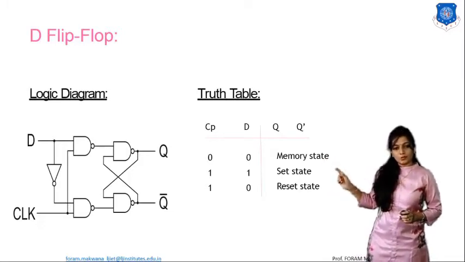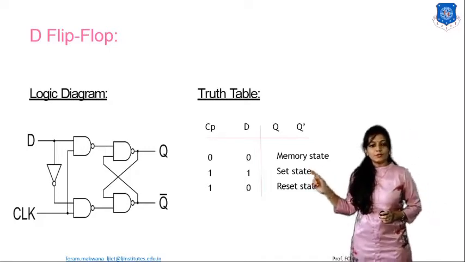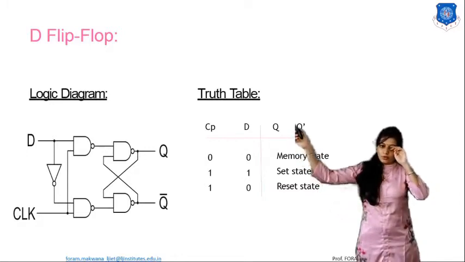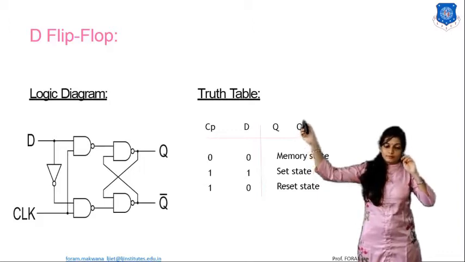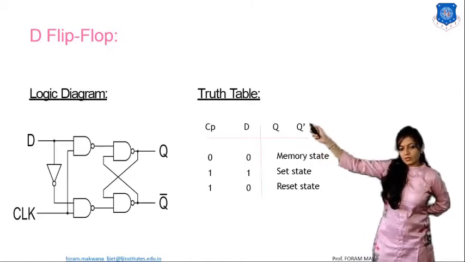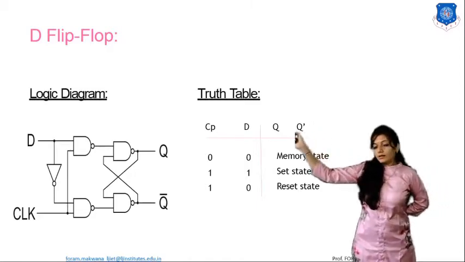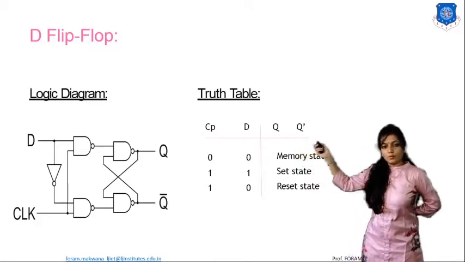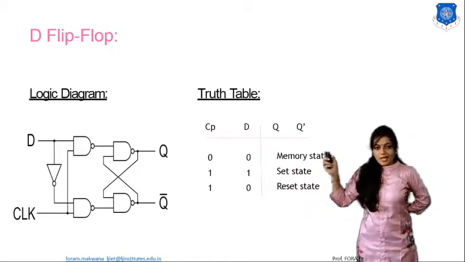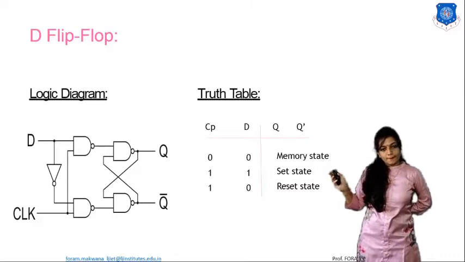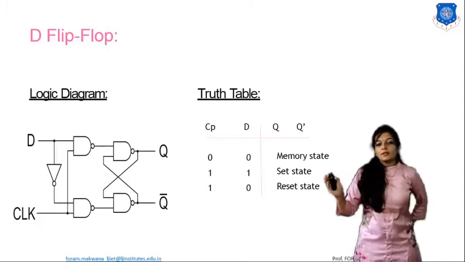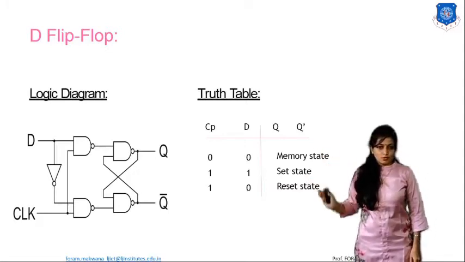Apply the clock pulse equal to 1 and D equal to 1. For clock pulse equal to 1 and D equal to 1, the output of the first NAND gate is equal to 0. And if that 0 is available at the input of the third NAND gate, Q will be 1 and Q bar will be 0. As in, when D is equal to 1, Q will be 1 at the instant of the clock pulse. That's why it will be in the set state, as Q is equal to 1.